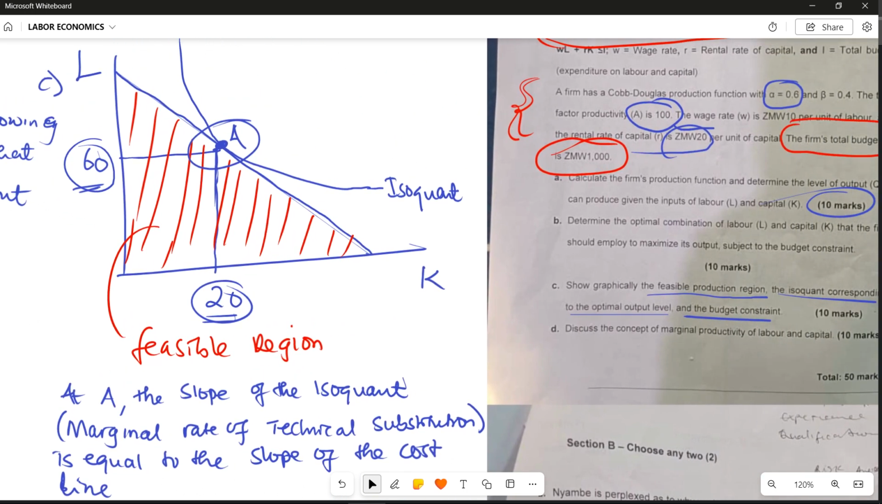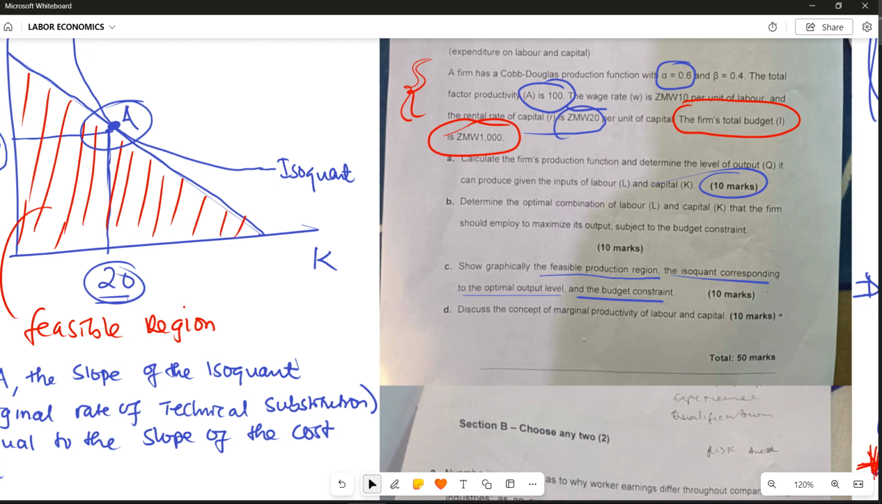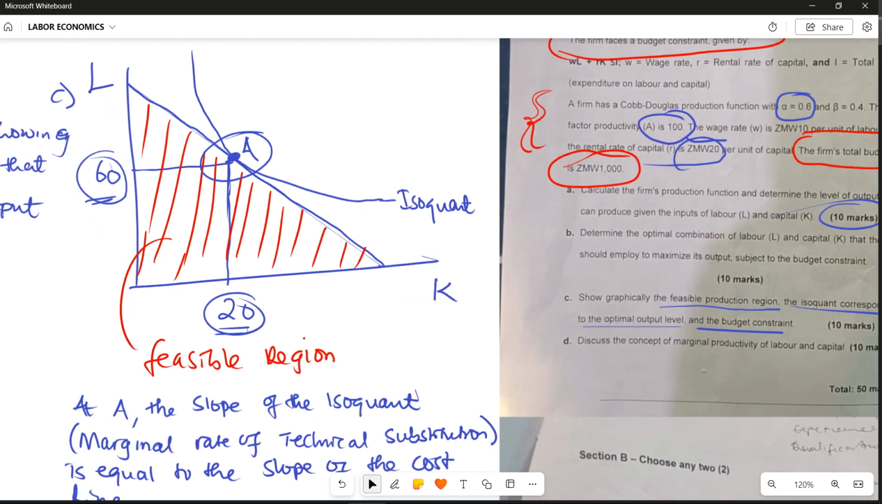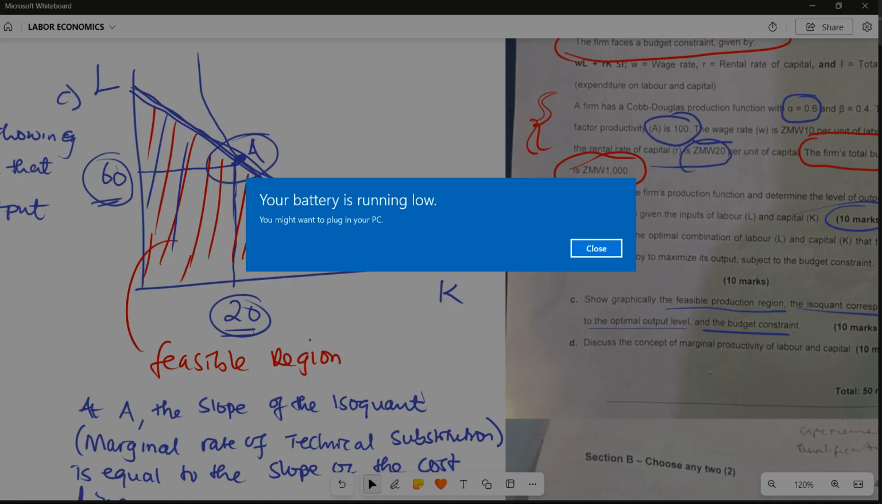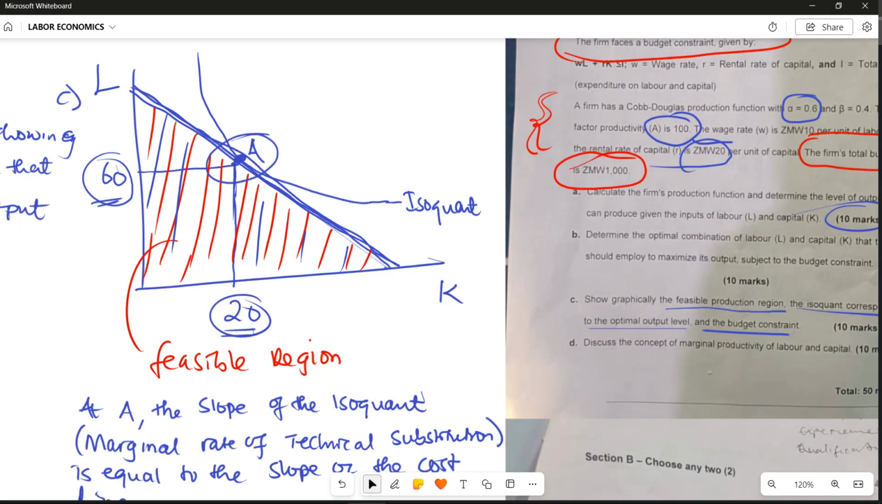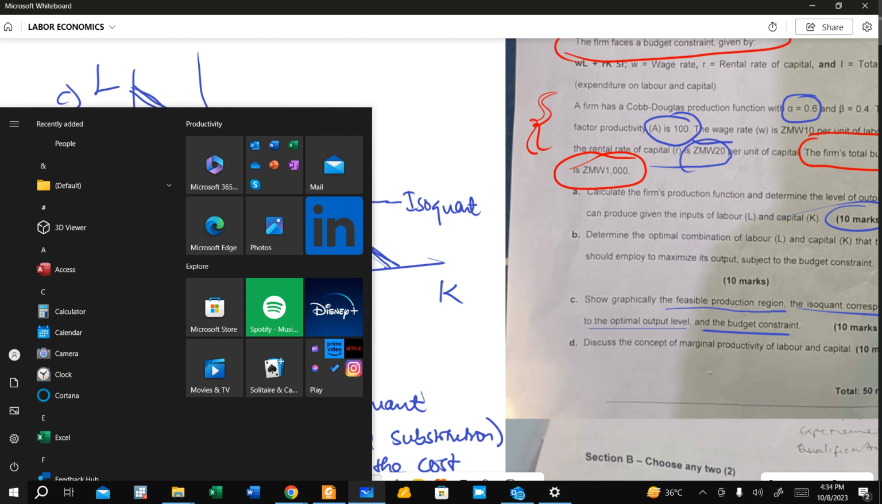The question is saying, show graphically the feasible production region, which we have shown is this shaded region here. So any point of production below the isocost, in the practical world, it's more like, my battery is running low. So in the real world, let me just save the recording before we get shocked.